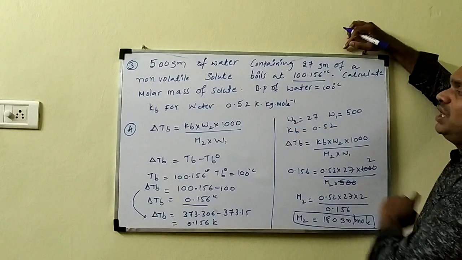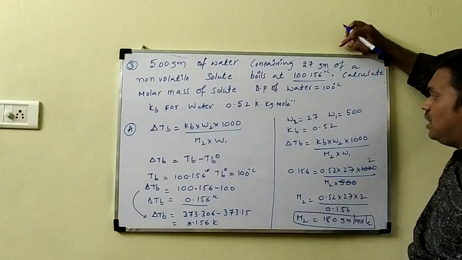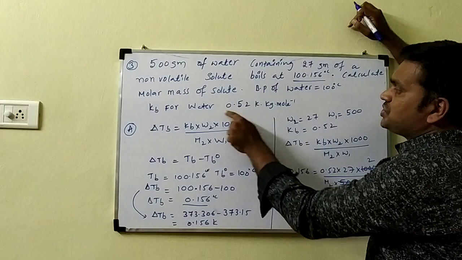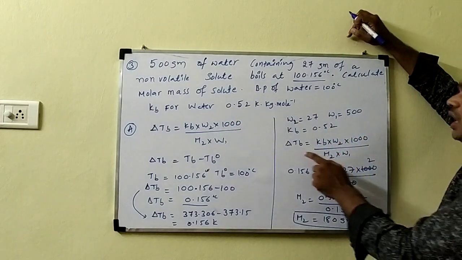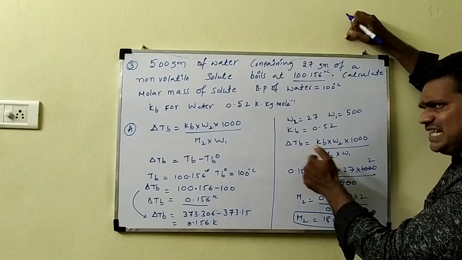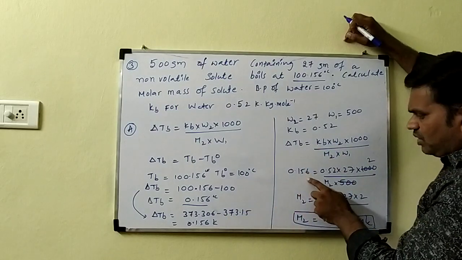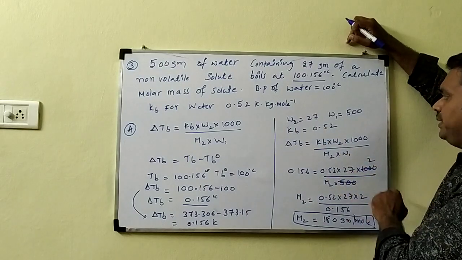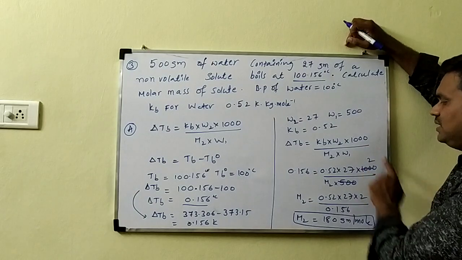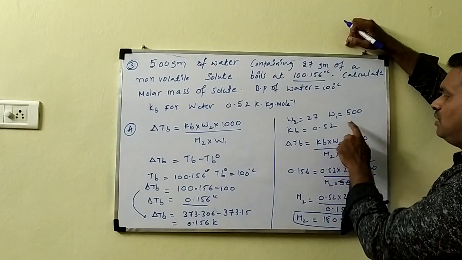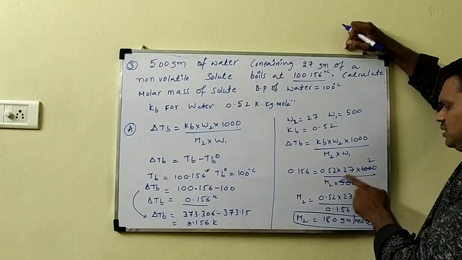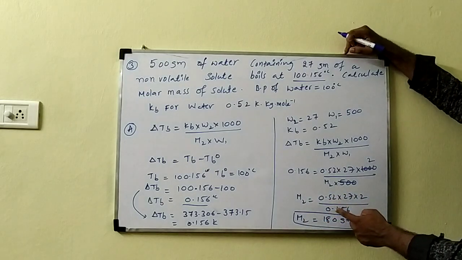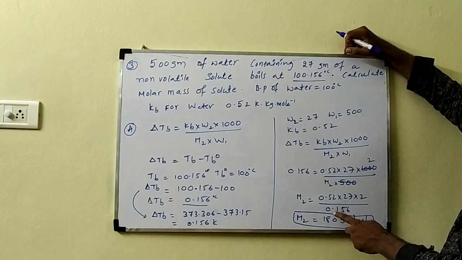Now 27 grams is the weight of the solute, that is W2 is equal to 27. The 500 grams is the weight of the solvent, W1 is equal to 500. Kb for water is given as 0.52. Now we want to substitute the values in this formula. Delta TB you got 0.156, Kb 0.52, and W2 27, and the formula has 1000 by M2 into the weight of the solvent, 500 grams only. Then 500 here 2 times, so you will get M2 is equal to 0.52 into 27 into 2 by 0.156.